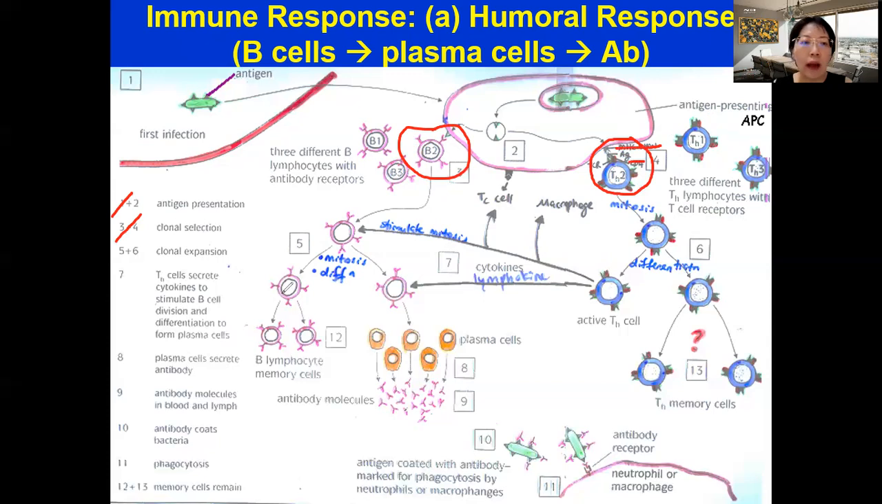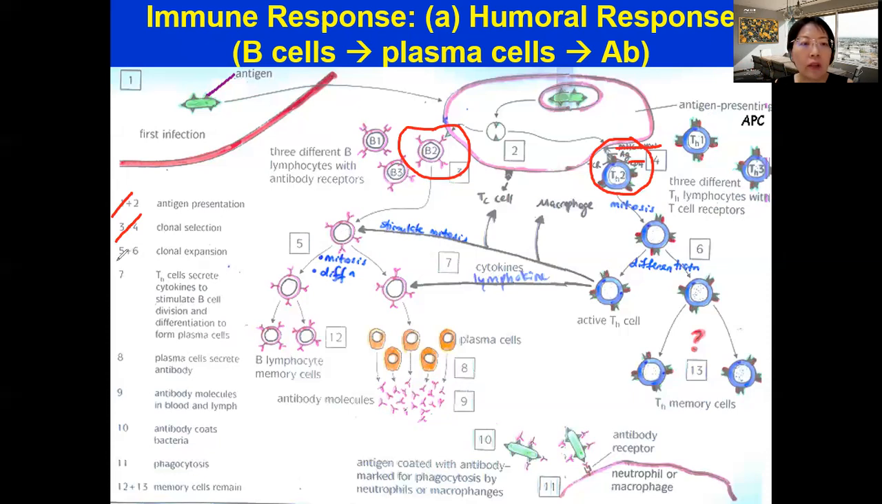So this is called clonal selection. All the T helper cells and the B cells with a receptor that is able to bind to the antigen of the bacteria presented on the surface of the APC will be selected. This is the name given to this process. Please remember this name, clonal selection.